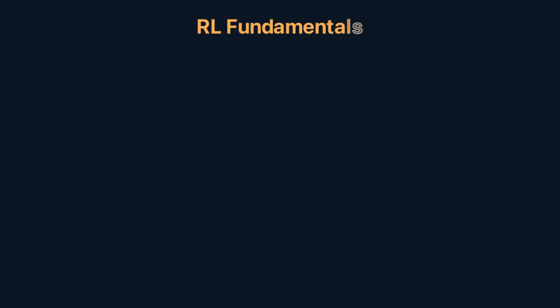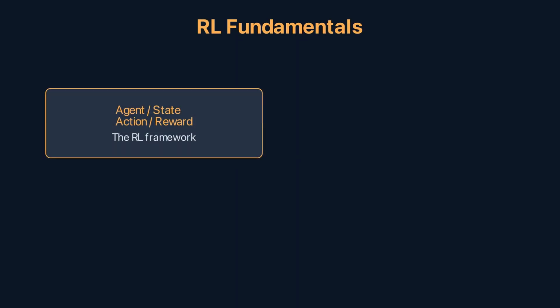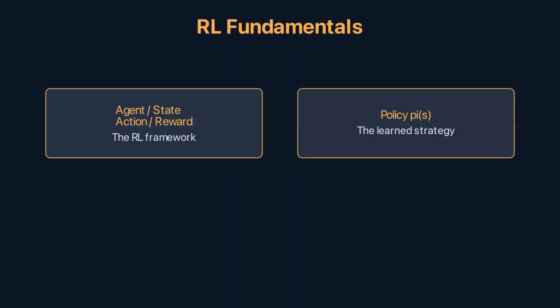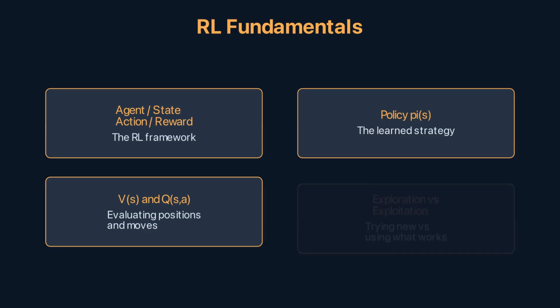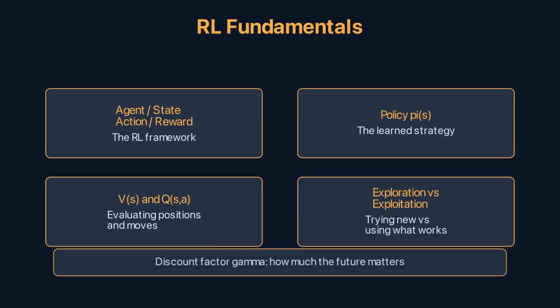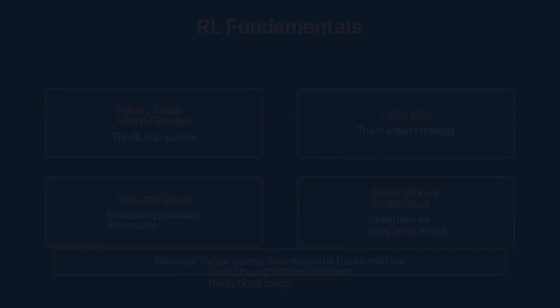Agent, state, action, reward, the core framework. Policy, the learned strategy. Value and Q functions, evaluating positions and moves. Exploration versus exploitation, trying new things versus using what works. Discount factor, how much the future matters. Next, the algorithms that learn the optimal policy.